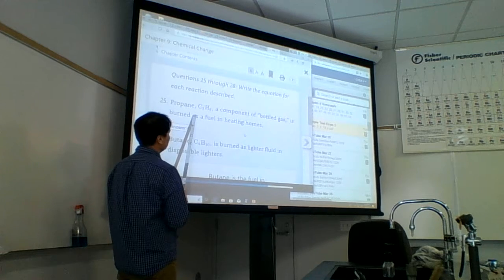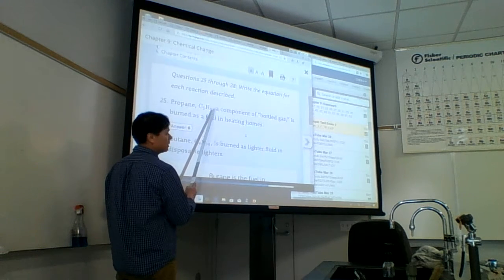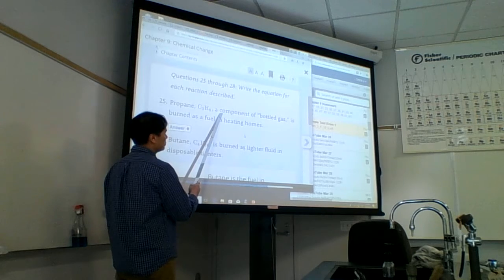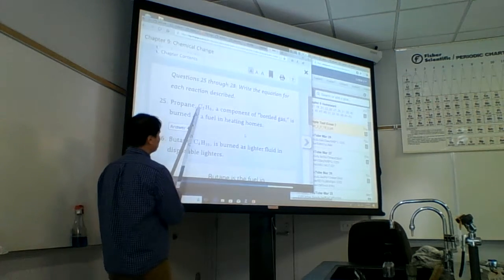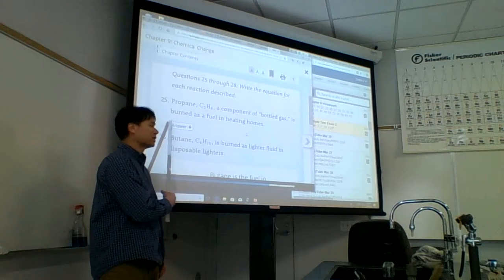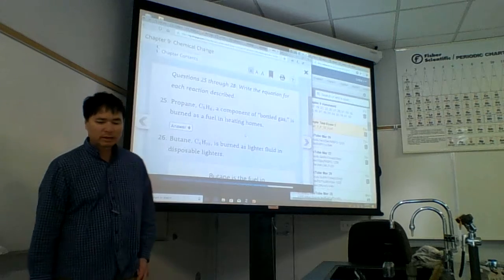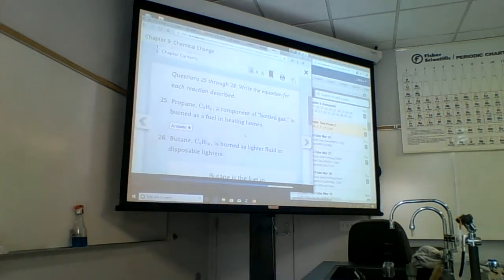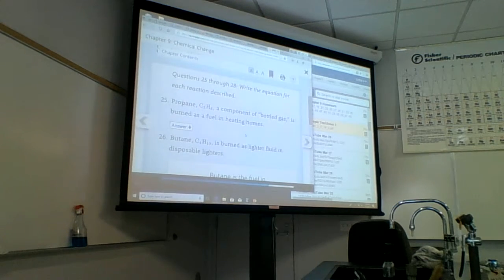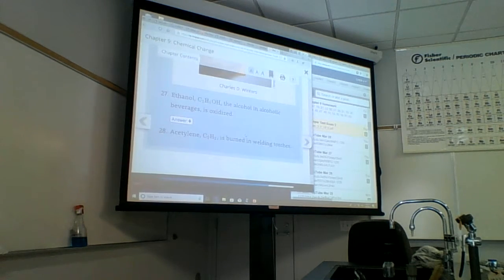When it's burned, you'll have to figure it's butane plus O2 yields CO2 and water. So you don't have to worry about this type because this is predicting the products. So if I throw in a combustion in there, it's just writing the formulas and balancing it. 27. Ethanol is oxidized. That is predicting the product. So 27, we'll skip it.